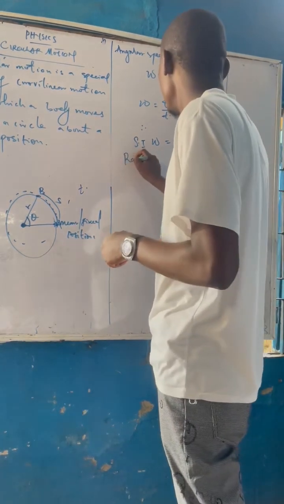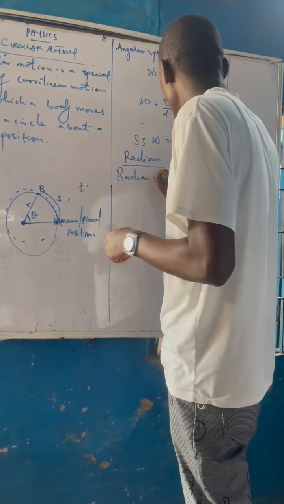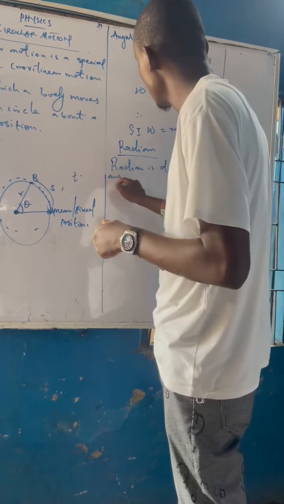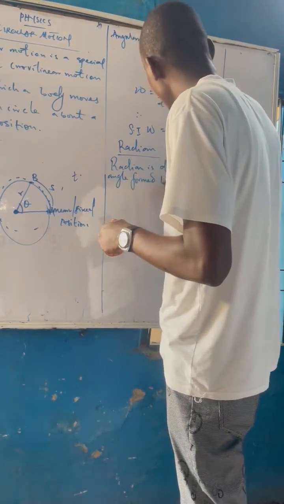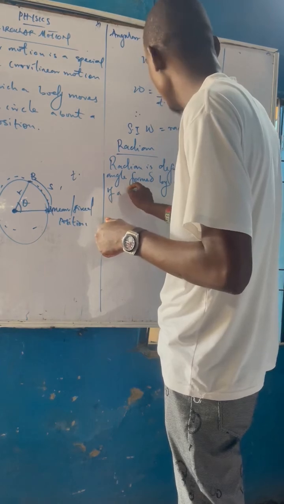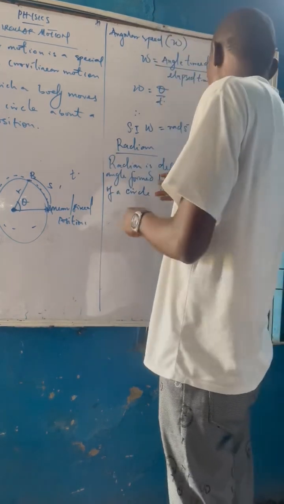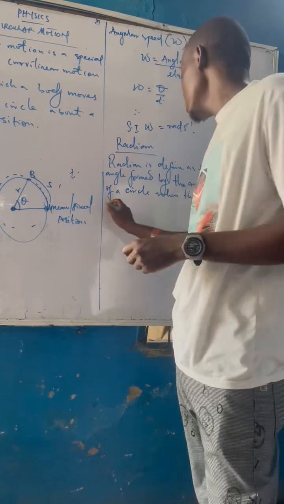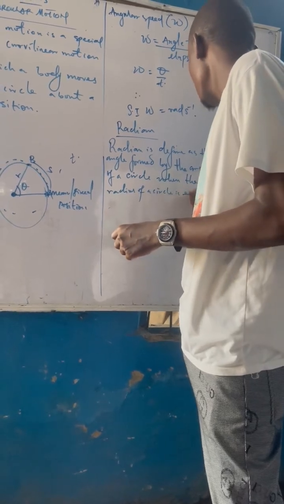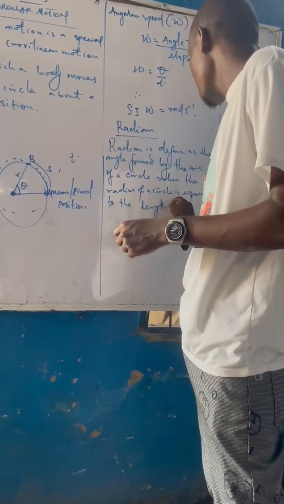All right. Radian is defined as the angle formed by the arc of a cycle when the radius of a cycle is equal to the length of arc of the cycle.